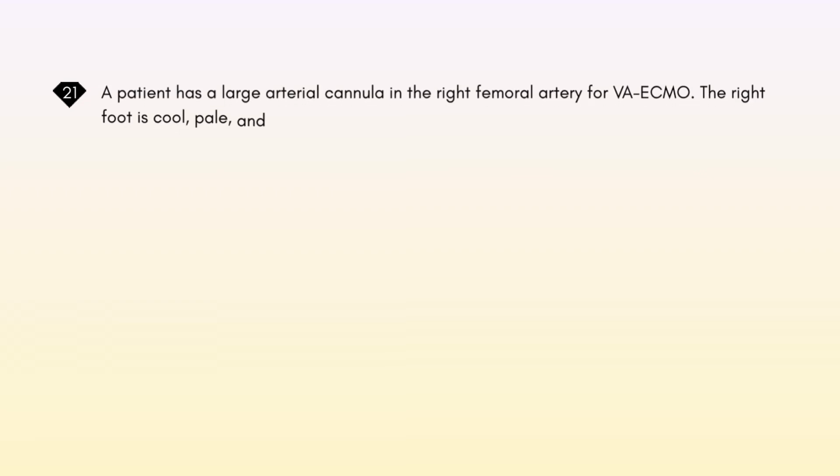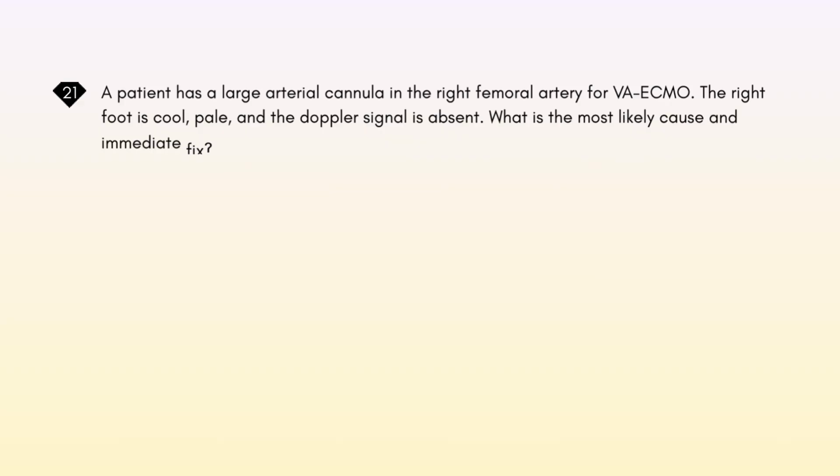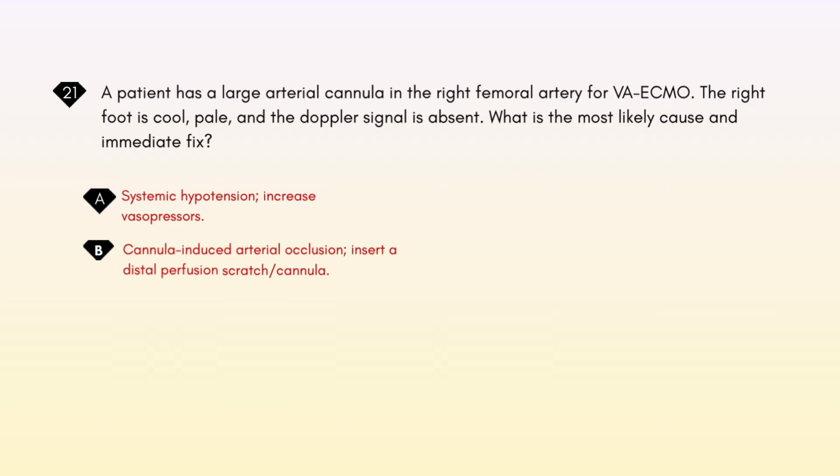A patient has a large arterial cannula in the right femoral artery for ECMO. The right foot is cool, pale, and the Doppler signal is absent. What is the most likely cause and immediate fix? A. Systemic hypotension, increase vasopressors. B. Cannula-induced arterial occlusion, insert a distal perfusion scratch/cannula.